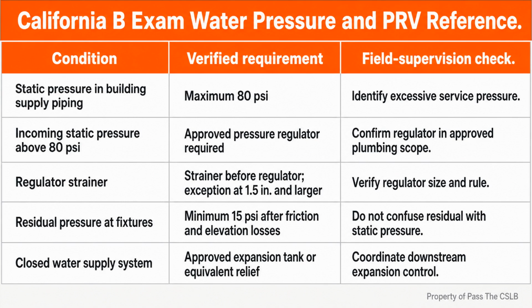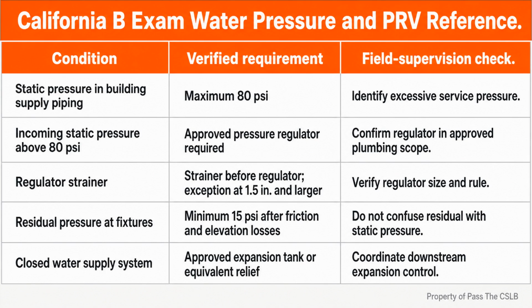The California Plumbing Code limit in this research is straightforward. Static water pressure inside the building. Water supply piping must not exceed 80 pounds per square inch. When the incoming static pressure exceeds 80 pounds per square inch, an approved pressure regulator is required. The research report states that an adequate strainer precedes the regulator, while also noting an exception for regulators 1 1/2 inches or larger. The strainer screens supply debris that could interfere with the regulator mechanism.